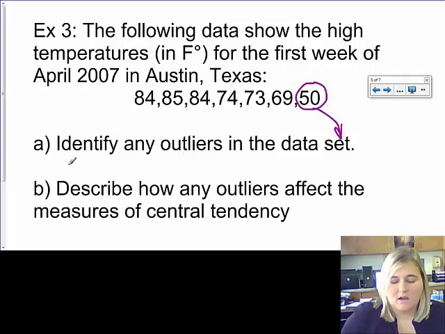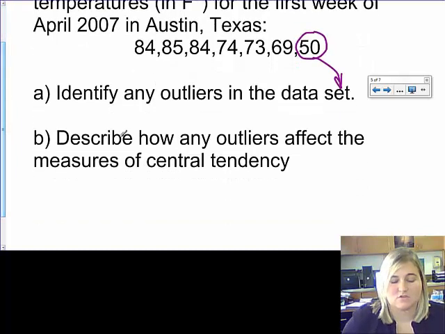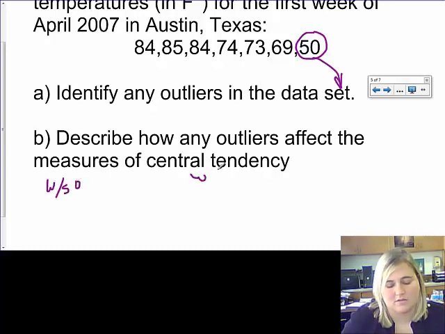Describe how any outlier affects the measure of central tendency. So, if I were to find the mean with 50, and I'm going to find it without 50. Let's see.